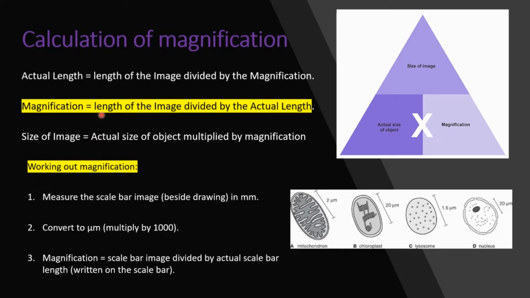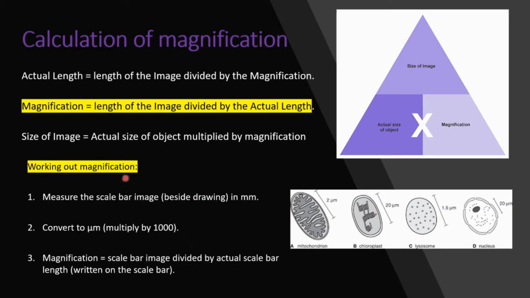So for example, if they ask for the magnification, which is most commonly asked, what you do is you cover the magnification and then you look at what's left of the equation. So to work out magnification, you will need the size of the image divided by the actual size of the object. That is how you work out magnification.